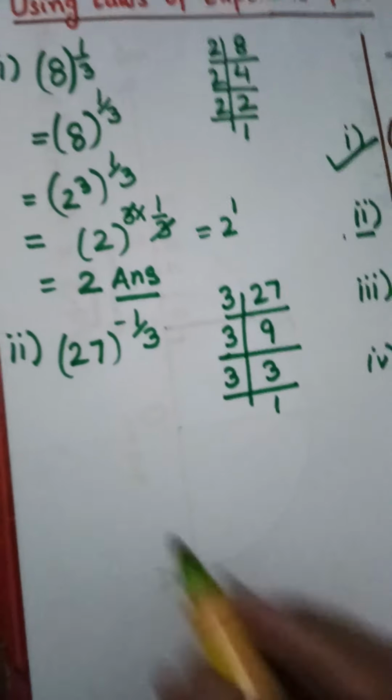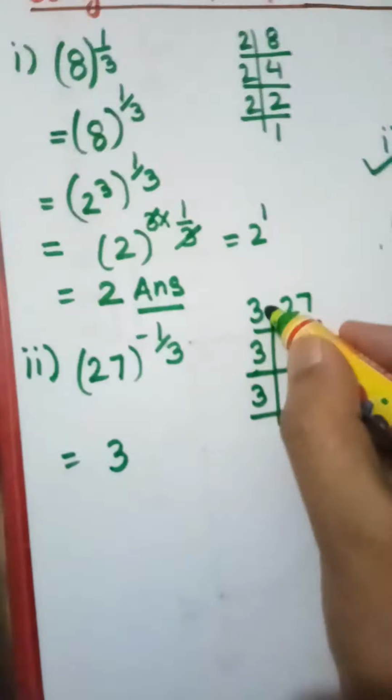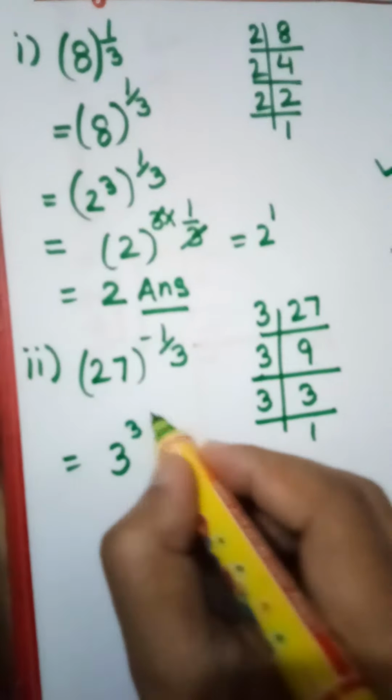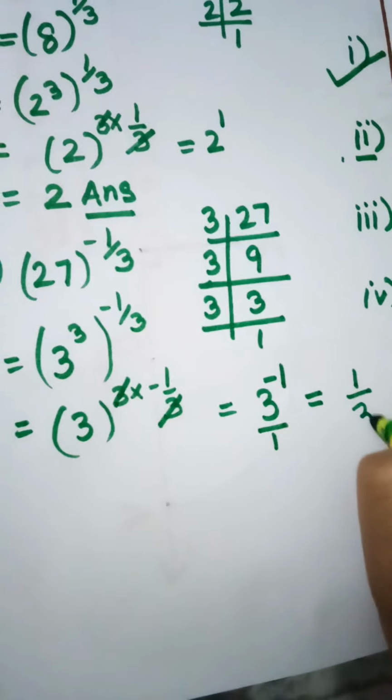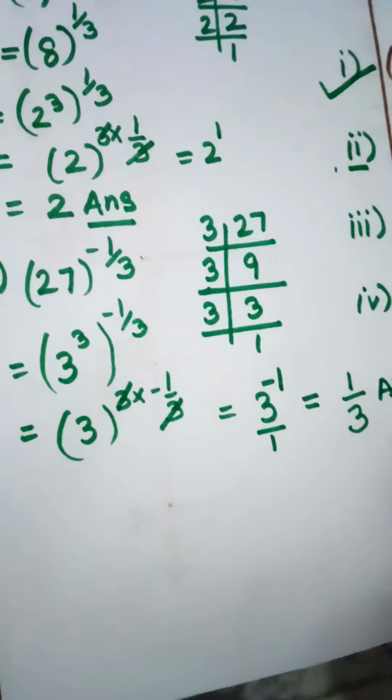So the factors are 3 raised to power 1, 2, 3, that is (3 raised to power 3) whole raised to power minus 1 upon 3. Again using the same law as in the upper part, multiply the exponents, but here after the cancellation you will get the power in negative: 3 raised to power minus 1. So take the reciprocal of that. Reciprocal means do the reverse of that. It is 1 upon 3. So this is your answer. Now the second part is also done.